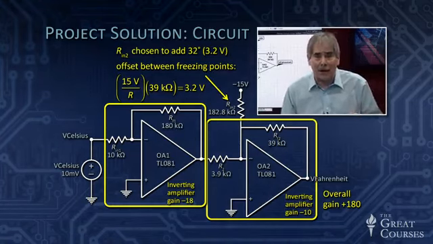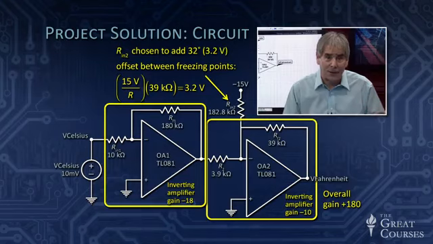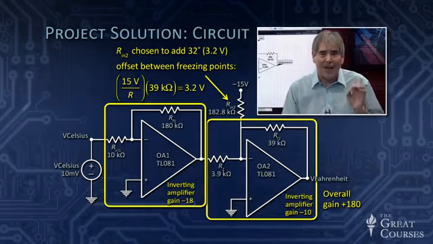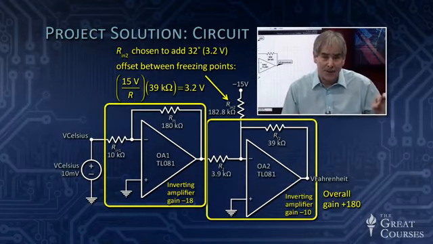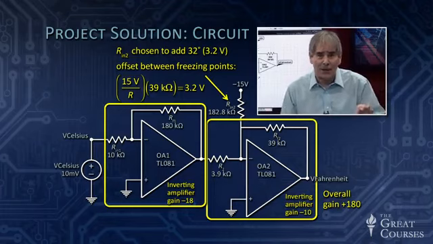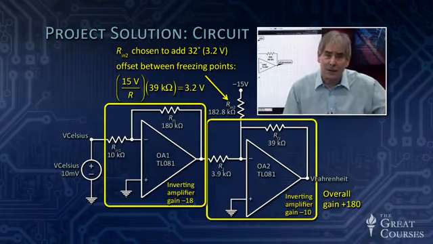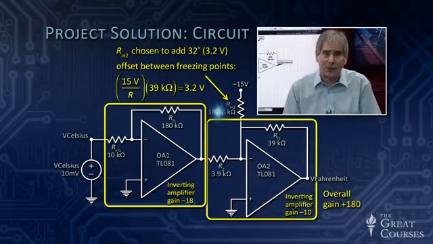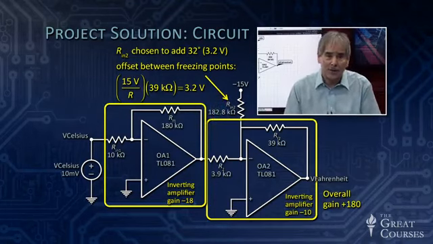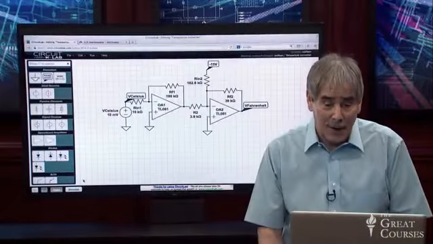That gets amplified by the ratio of the feedback resistor, and that is 39 kiloohms, and we want that to come out 3.2 volts. In other words, when there's no other input to this op amp, when it's 0 degrees Celsius, we want to get 3.2 volts corresponding to 32 degrees at the output. And so you work that math out, and that's where I get the 182 kiloohm resistor. So that is the way the circuit works.